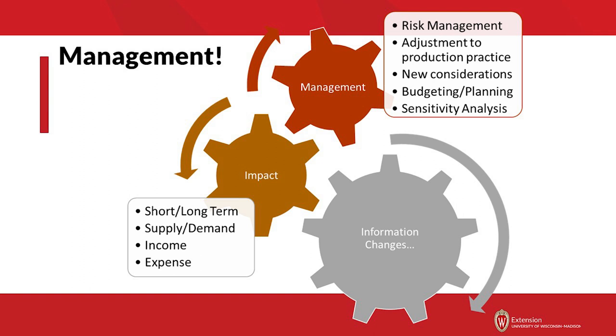How much are we short? What are the future expectations of planting? All of these things, right? But really, it gets down to, is it short term? Is it long term? Is it a supply side issue? Is it a demand side issue?